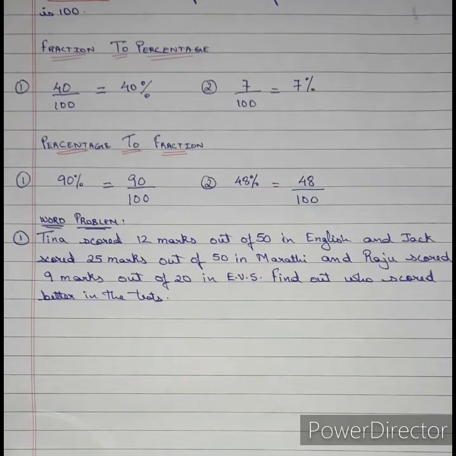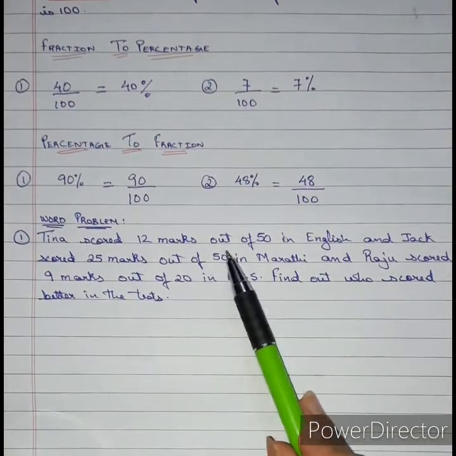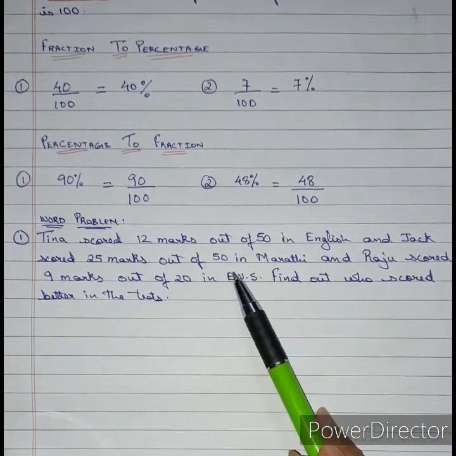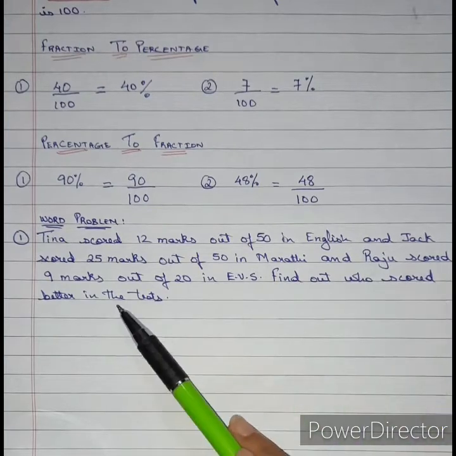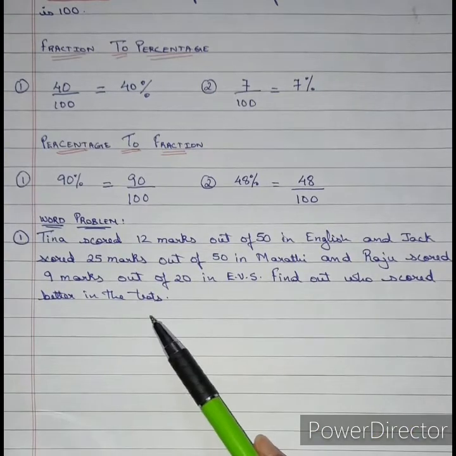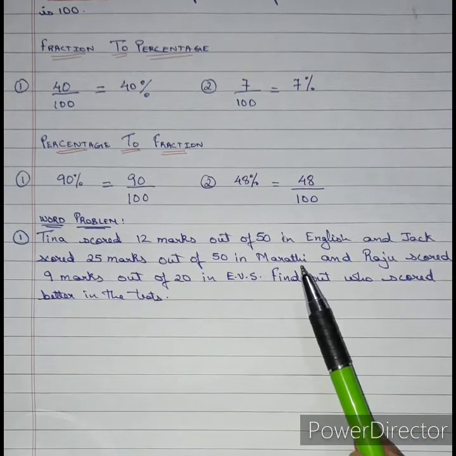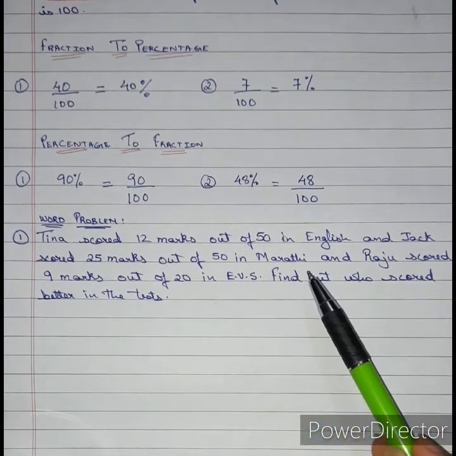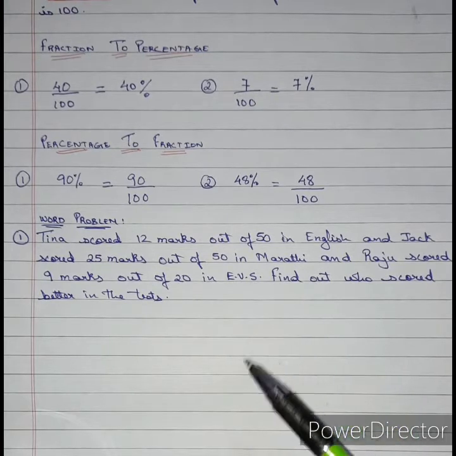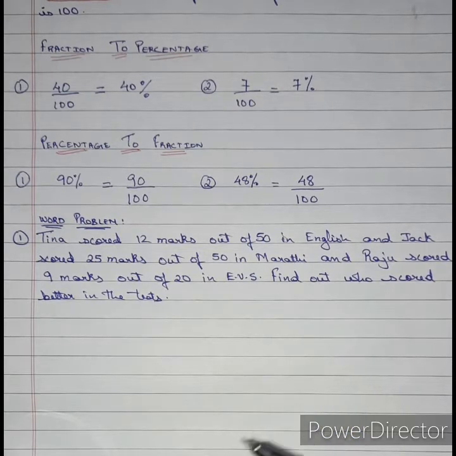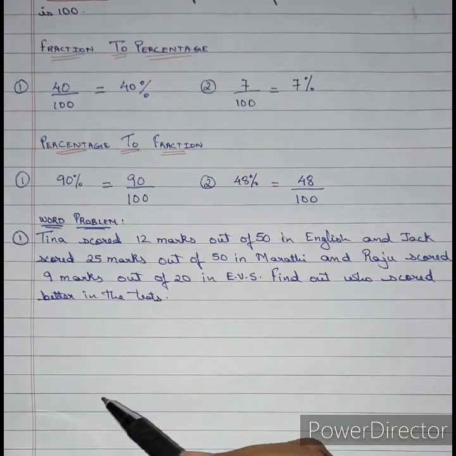Okay, the word problem here is Tina scored 12 marks out of 50 in English, and Jack scored 25 marks out of 50 in Marathi, and Raju scored 9 marks out of 20 in EVS. Find out who scored better in the test. Now there are 3 people who have scored different marks out of different marks in respective subjects. Find out who has scored better based on the percentage. When we get the percentage only, we will know who has scored better in the test. Now what we will do is we will just write their marks along with their name.